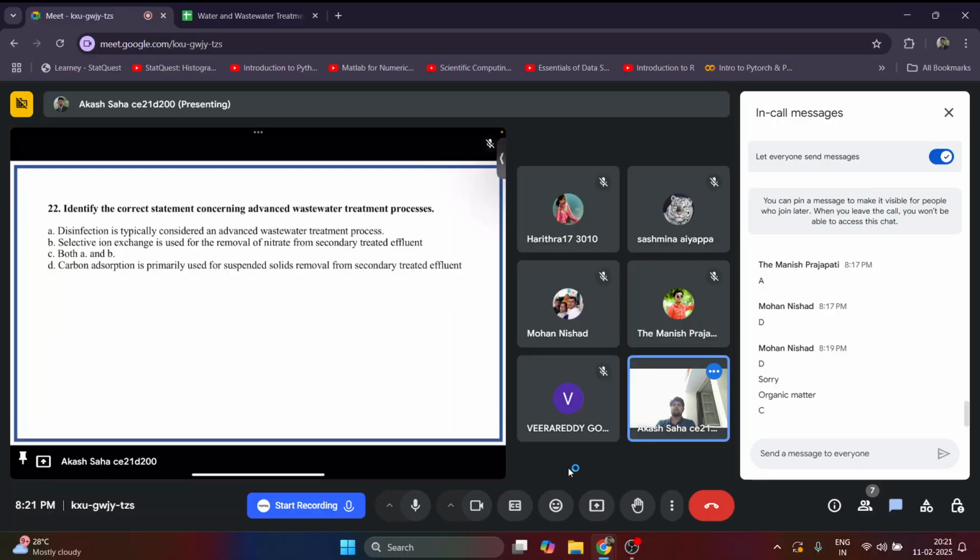Okay, next question. Identify the correct statement concerning advanced wastewater treatment processes. So first says disinfection is typically considered an advanced wastewater treatment process. B. Selective ion exchange is used for the removal of nitrate from secondary treated effluent. C. Both A and B. D. Carbon adsorption is primarily used for suspended solids removal from secondary treated effluent. So which of them are correct?